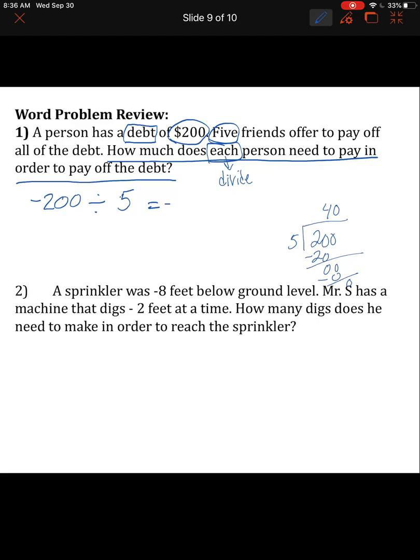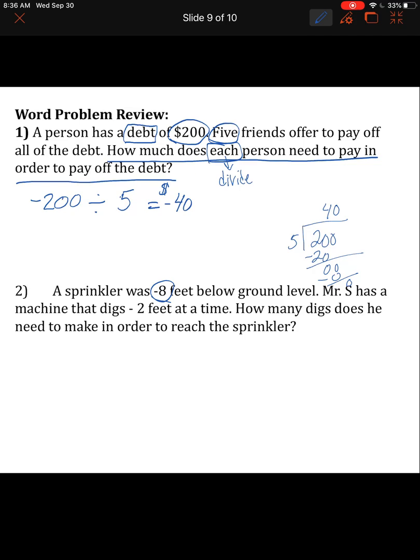So we know a negative divided by a positive is negative. And then your answer is 40. So that negative sign represents that these people are going to be losing $40 to pay this total debt.